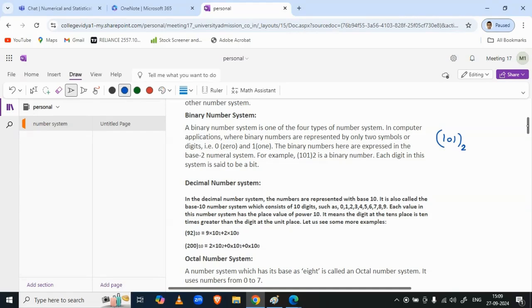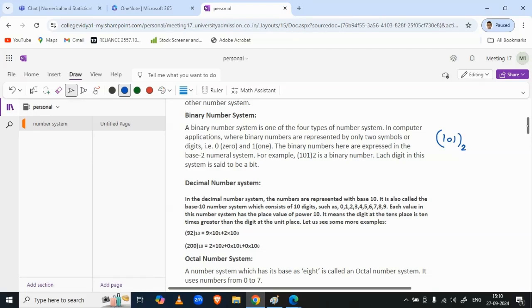This number contains only two digits, as shown in this figure, 1 or 0. Each digit in the binary number system is said to be a bit. Each digit in a binary number is called a bit.